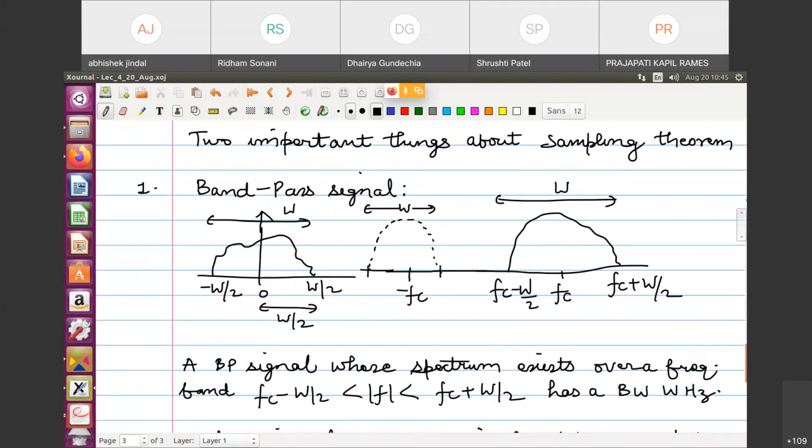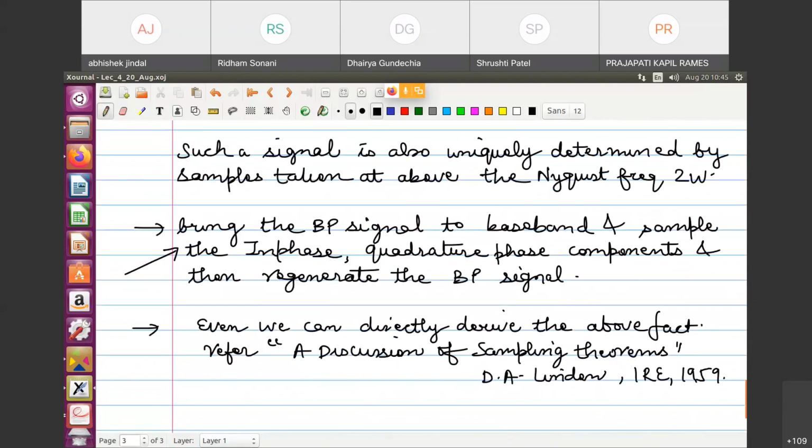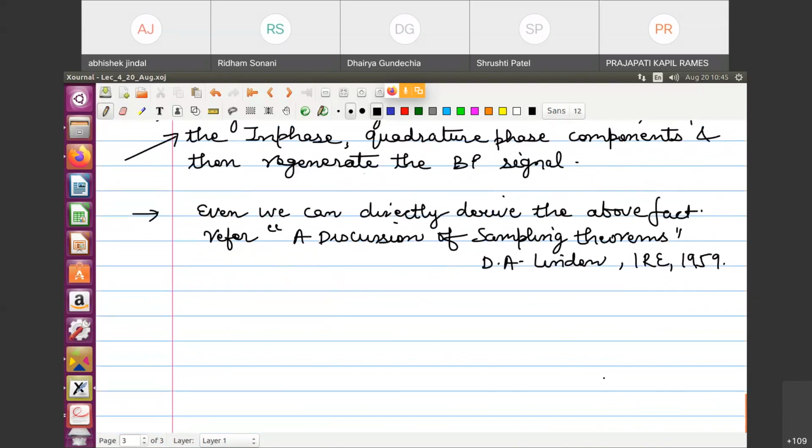If you need to be very specific about how it comes, why it is still 2W and not W only, because once we have shifted this whole thing to baseband, it should come out to be W only for the in-phase and quadrature, for such questions you can go back and read this paper. And if those of you who read it have any doubts, we can discuss it in a separate session. Right now, this is not the focus of the course.